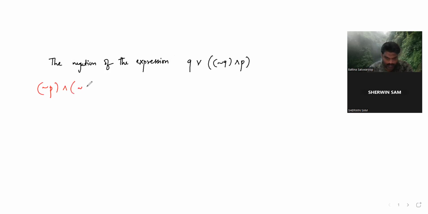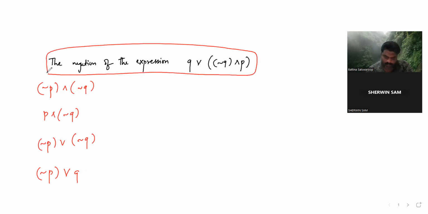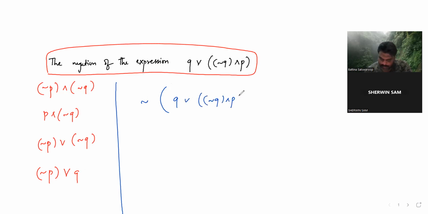So I will give you the options. Negation of P and negation of Q. P and negation of Q. Negation of P or negation of Q. Negation of P or Q. Right? These are the options that are given. And they are asking you to find the negation of this expression. So negation of this expression means, first I will bring a negative symbol and I will write this expression as such. Correct, sir?